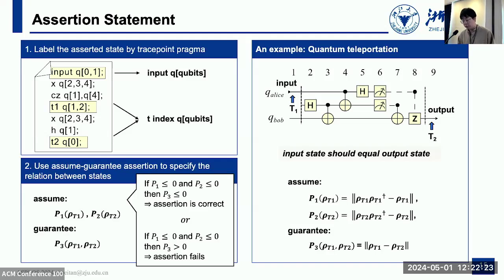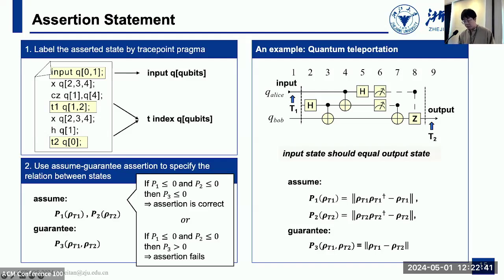The assertion means that if the predicates of the assumptions are true, the predicates of the guarantee should also be true. In other words, when the assumption is true but the guarantee is false, the assertion fails. Here we present an example of quantum teleportation.